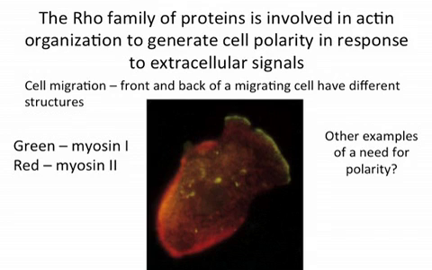So the front and back of a migrating cell have different structures, right? We just talked about this, right? In the front, you've got this ARP induced web of actin.